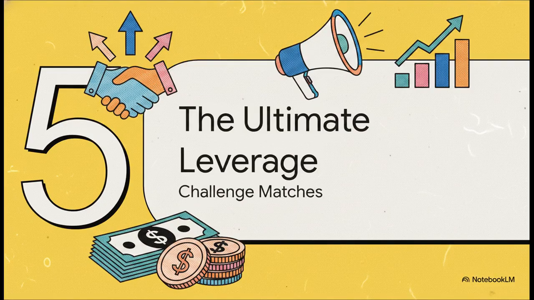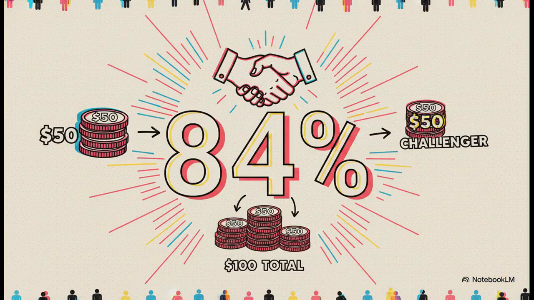Section 5, the ultimate leverage, securing the challenge match. Now, what's really interesting about this next part is the psychology of it all. This is the thrilling climax, using all this gathered data on capacity, philanthropy, and affinity to identify a prospect who can fund a challenge match. The leverage here is just staggering. A massive 84% of donors say they are more likely to donate if a match is offered.